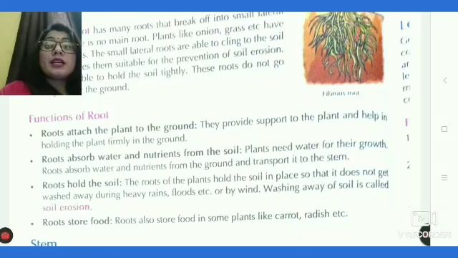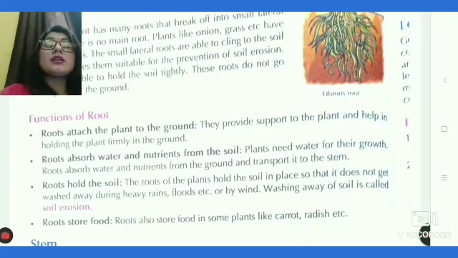Roots absorb करती हैं. Already we have discussed that plants need water for their growth. Roots absorb water and nutrients from the ground and transport it to the stem. Same line which I have already told you. Next we have roots hold the soil. Roots जो हैं अभी हमने fibrous roots में दिया, they cling to the soil, right? The same means roots hold the soil.